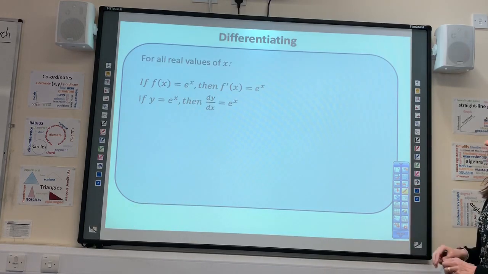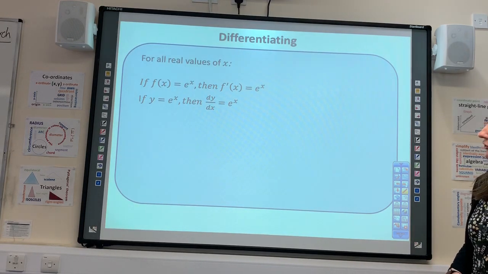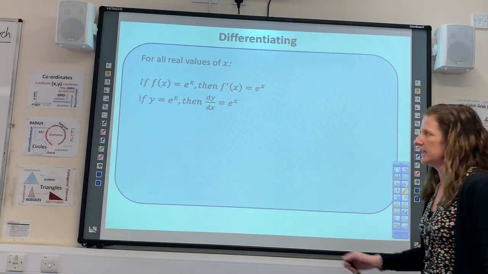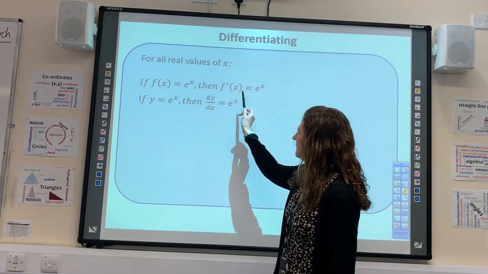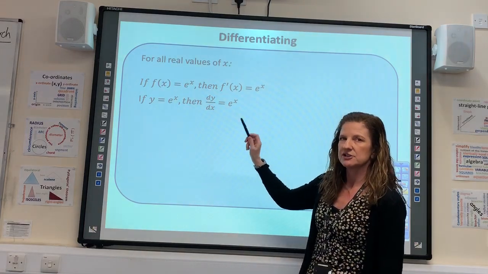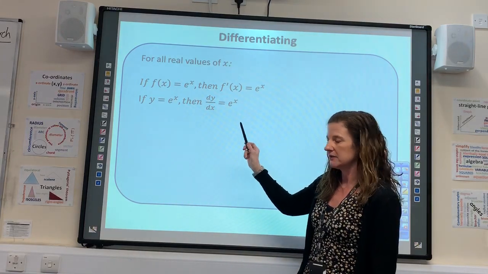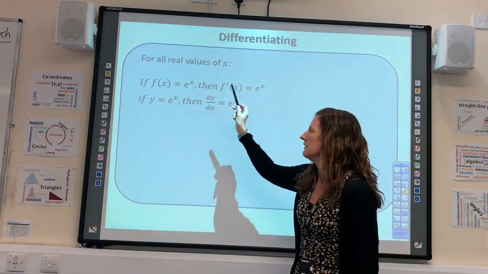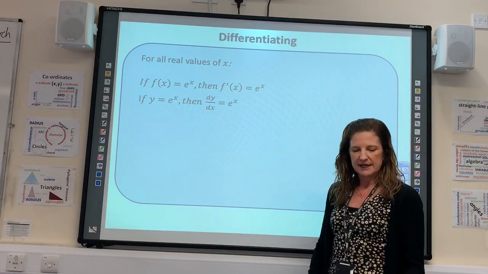Okay, so we've already mentioned that if I've just got the function e to the x, when I differentiate it, it stays as e to the x. These just show you the different notation. If you remember your differentiation notation from your other teacher, if you've got f of x equals, then you do f dash x equals. If you've got y equals, then you do dy dx equals.